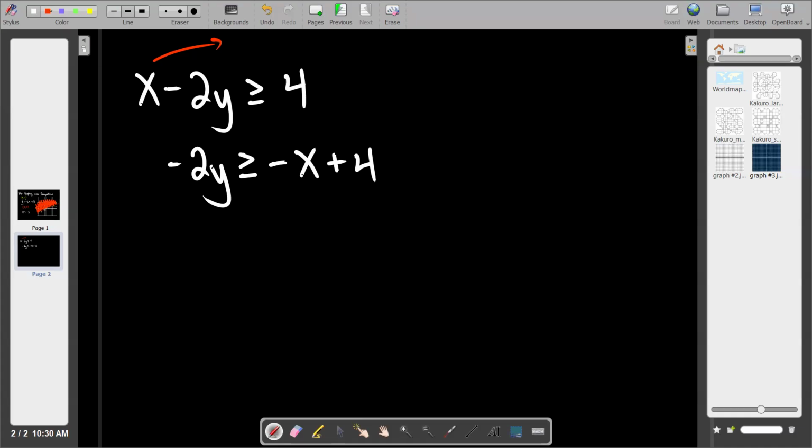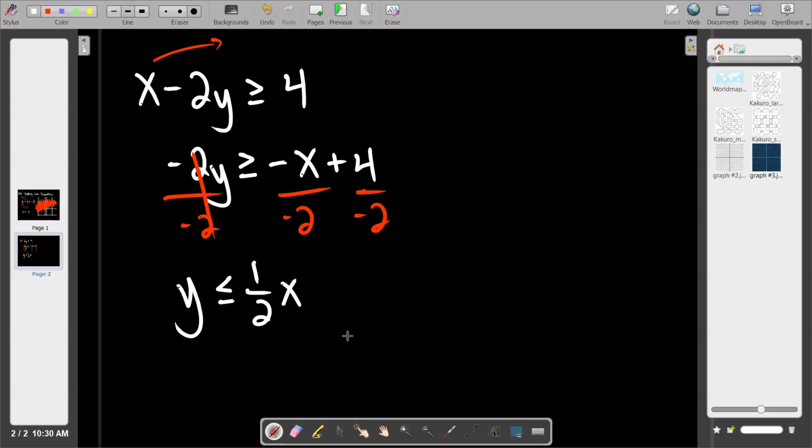What do we divide by? And do you remember from that chapter a long time ago? I just said it a while ago. What happens in an inequality when you divide by a negative? It does flip. So now we're going to have y is less than or equal to, what's my slope going to be? Nice job.